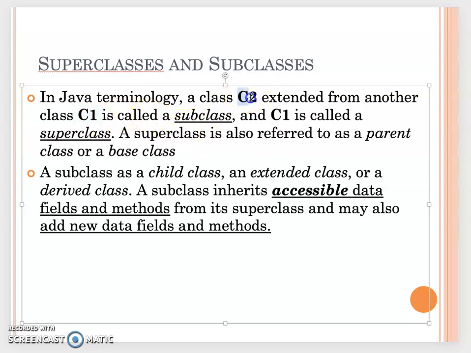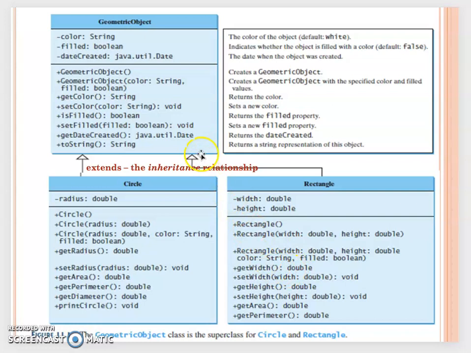Then C2, if they have their own specific data field or method, yeah, we also can add a new data field and the method in C2. Okay, so that's be careful. C1 is existing. C2 extended from that, but C2 can add its own new data attribute or method.